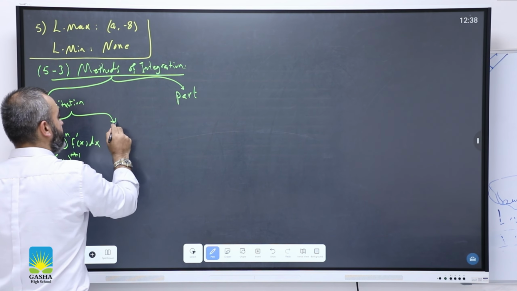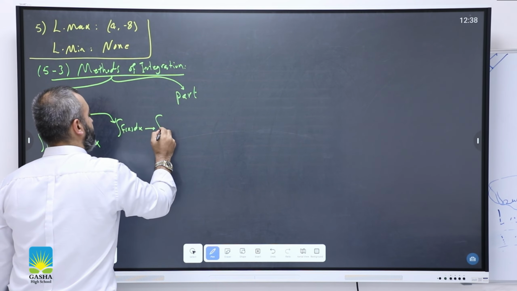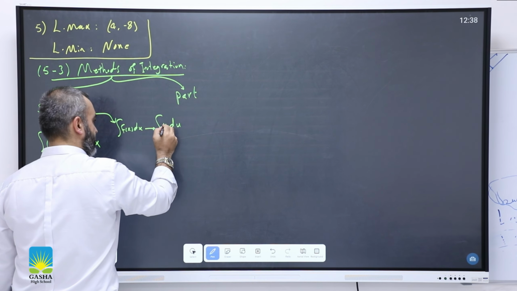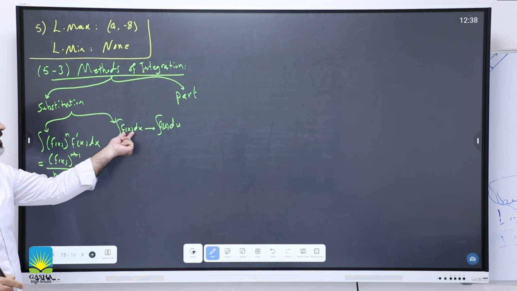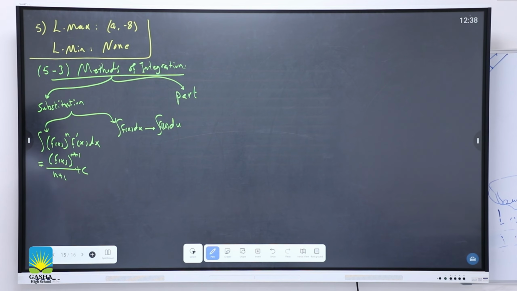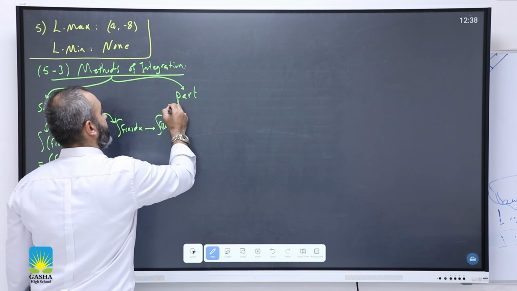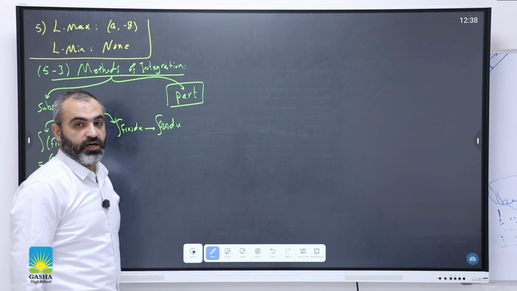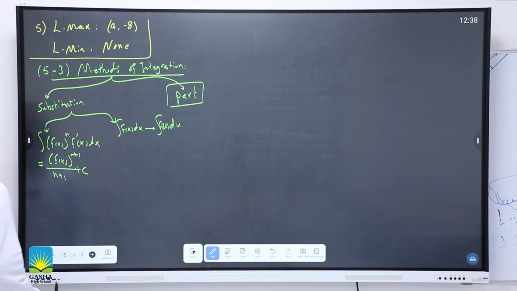And the second: we convert f of x dx into f of u du. We convert the letter x into u. So this is the substitution, and after this we will explain integration by parts for you. First we find the substitution using this first formula.